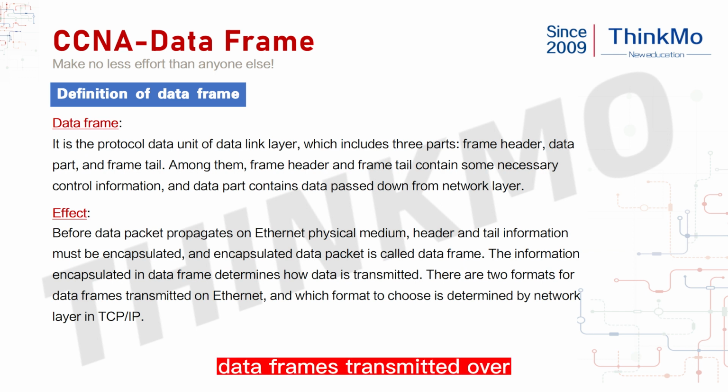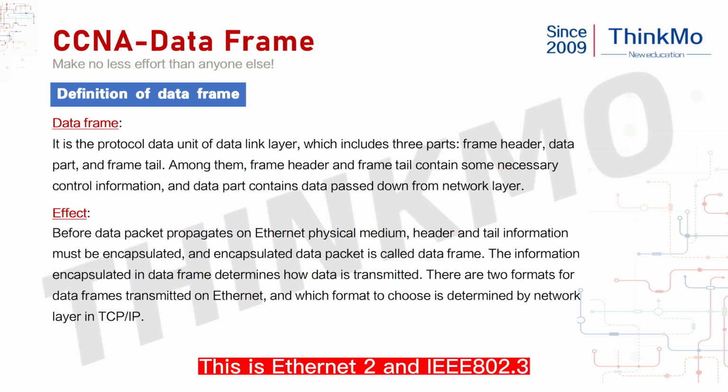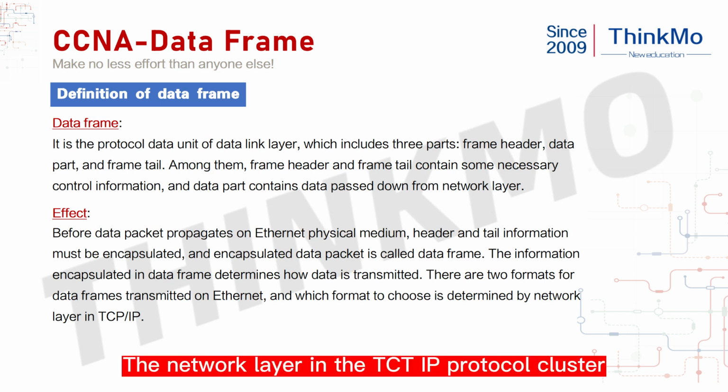Data frames transmitted over Ethernet come in two formats. This is Ethernet 2 and IEEE 802.3. The choice of format is determined by the network layer in the TCP/IP protocol suite.